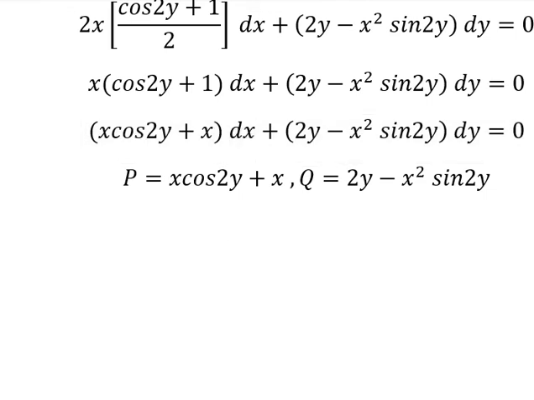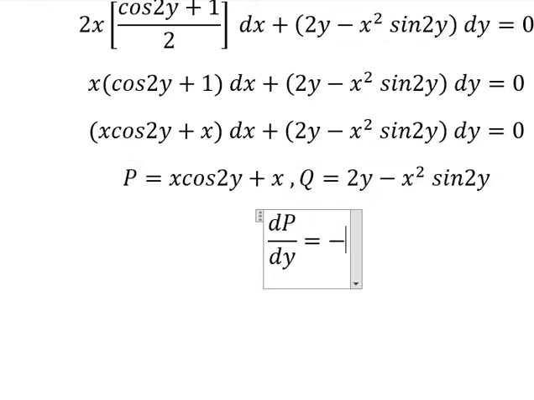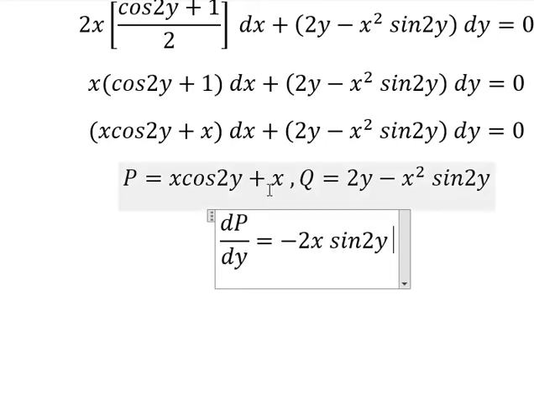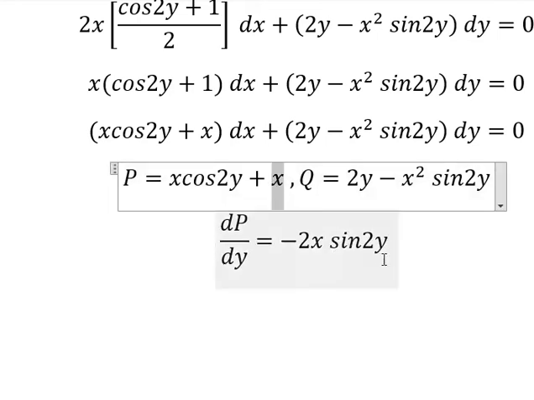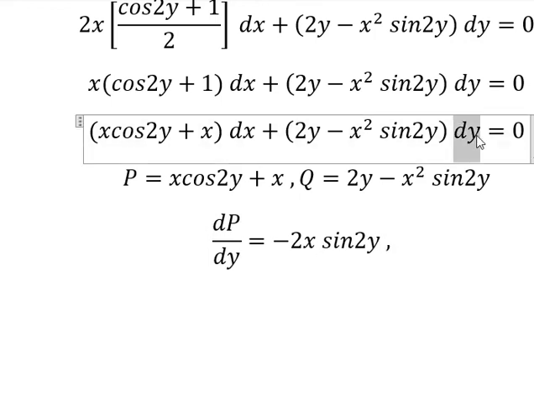That means we need to do first the derivative of b with respect to y. So we just have only cosine 2y in here. And we have negative number 2x sine 2y. This one we don't have y, so you got 0. We have dy in here.